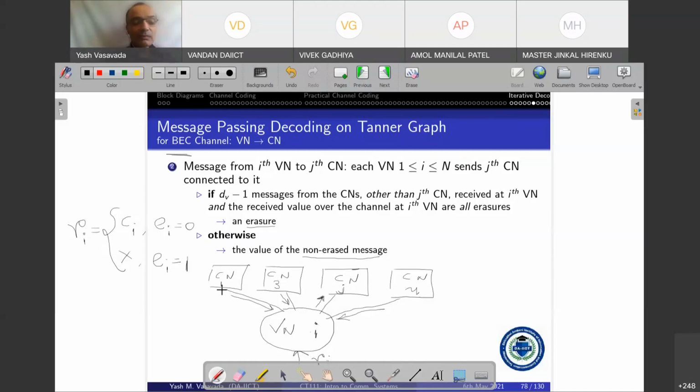But it may happen that subsequently, maybe on the fifth iteration or seventh iteration, one of the CNs will suddenly get the value of VNI. So maybe CN1 will still say that you are erased, but CN3 will say that your value is 1. And CNU may also say that you are erased. But as soon as CN3 said that you are 1, VNI will tell CNJ that I am 1.